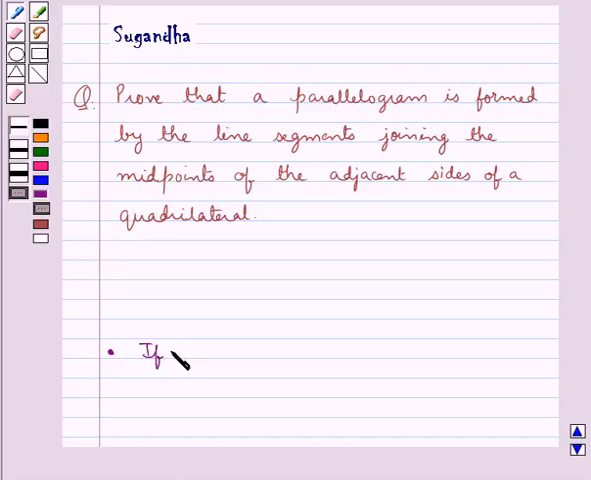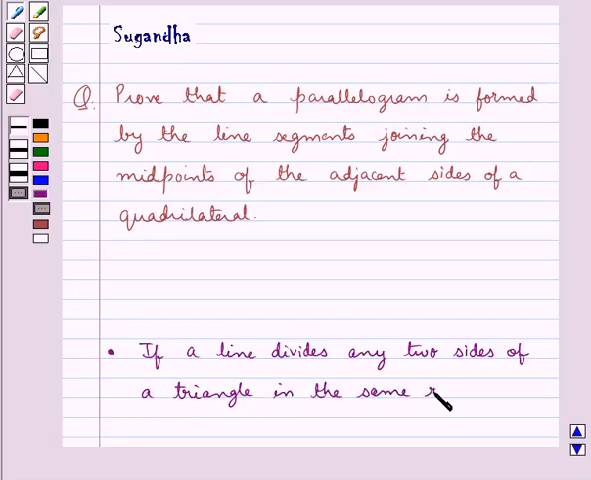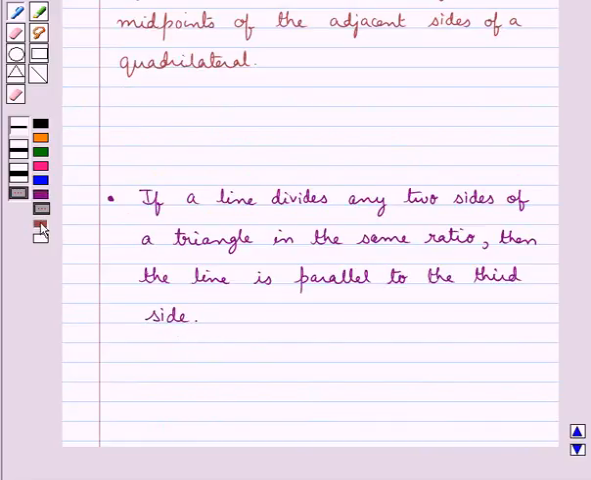that if a line divides any two sides of a triangle in the same ratio, then the line is parallel to the third side. This is the key idea that we use for this question. Now let's see the solution.